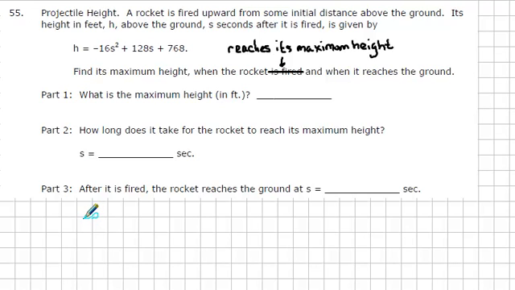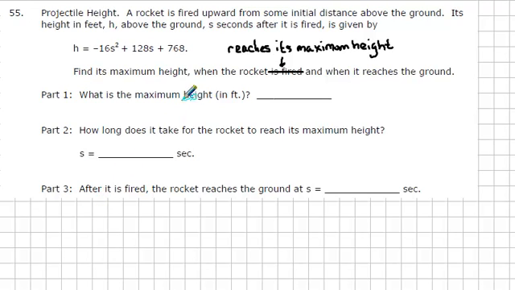A rocket is fired upward from some initial distance above the ground. Its height in feet, h, above the ground, s seconds after it is fired, is given by the formula h is equal to negative 16s squared plus 128s plus 768. Find its maximum height, when the rocket reaches its maximum height, and when it reaches the ground.